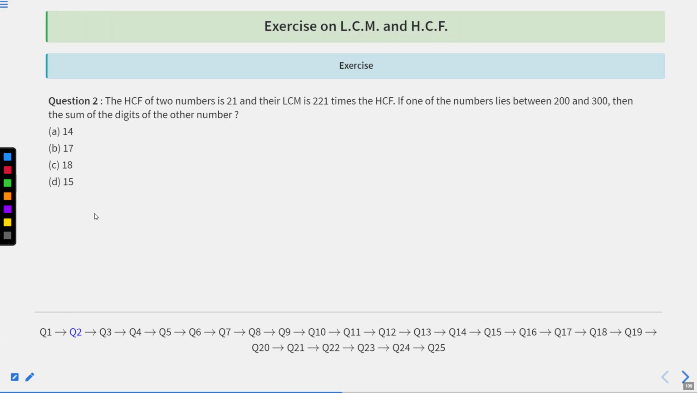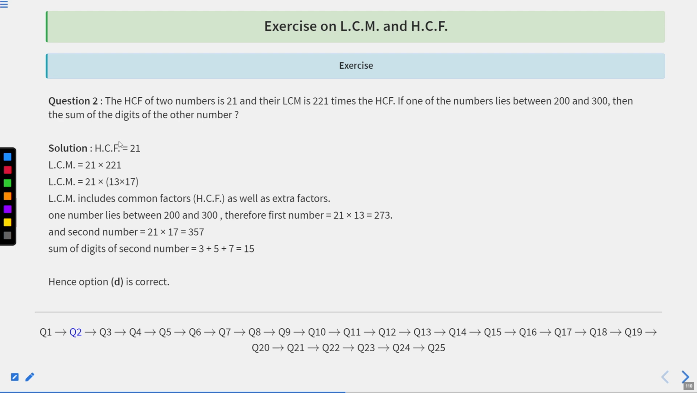Now, moving on to question number 2. The HCF of two numbers is 21. So the HCF is given to us and their LCM is 221 times the HCF. So a relation between HCF and LCM is given and HCF is already known, so we can obtain LCM also. If one of the numbers lies between 200 and 300, then the sum of digits of the other number is.